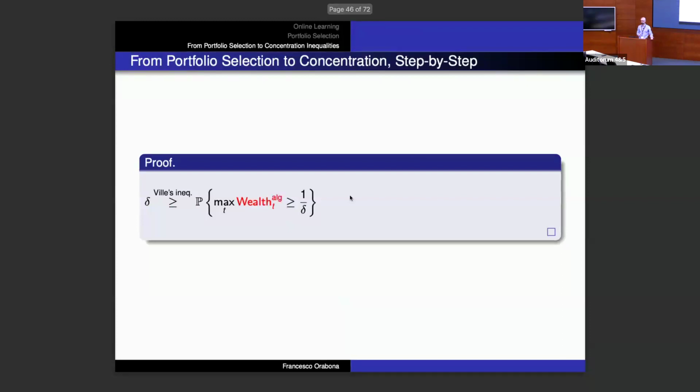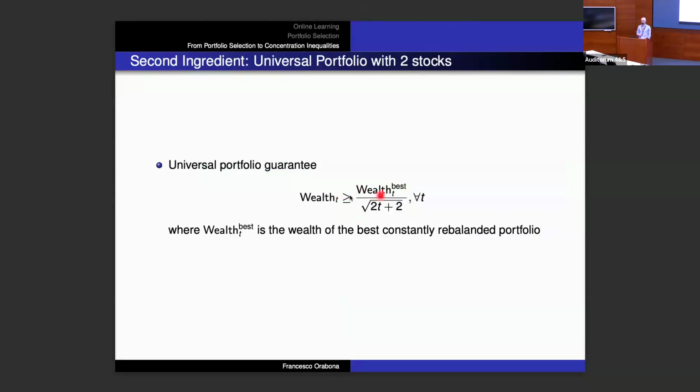So the universal portfolio gives the guarantee that I showed you before, the one with the logarithm, and you just have two stocks. If you just take the exp of everything, you will get that the wealth of the algorithm is at least the wealth of the best constant rebalanced portfolio divided by square root of t. This is the regret. This is exp of the regret. It's exactly this quantity. And this is true without any assumption on the coin. Remember, this was true without any assumption on the market gains. So this is true without any assumption whatsoever.